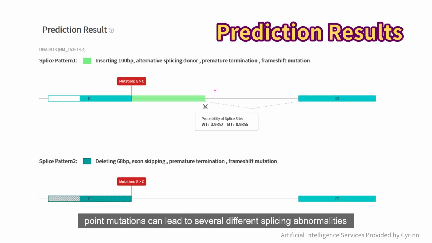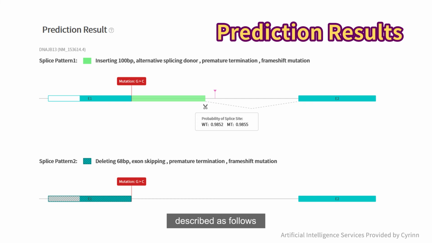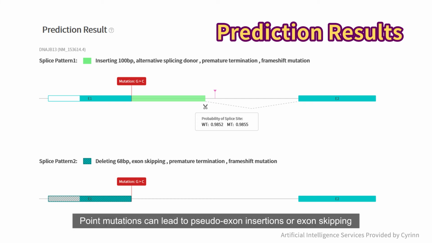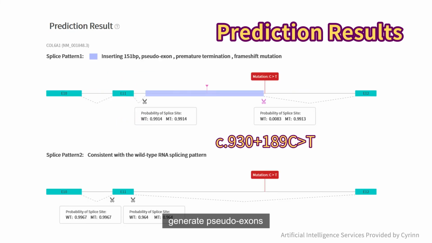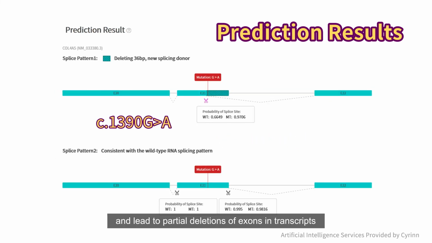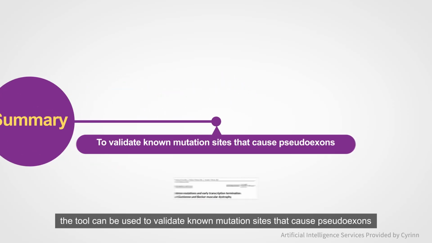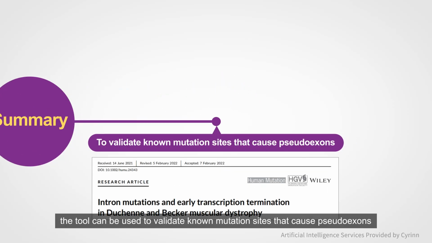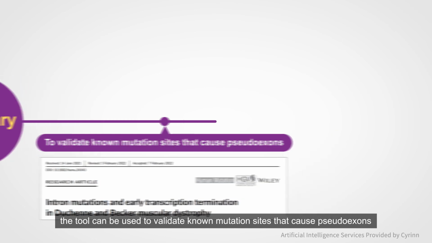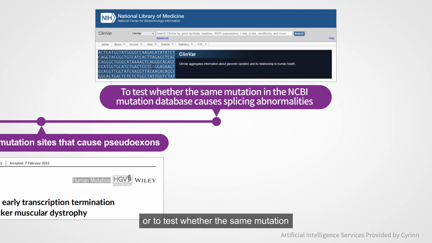As a result, point mutations can lead to several different splicing abnormalities, described as follows. Point mutations can lead to pseudo-exon insertions or exon skipping, generate pseudo-exons, and lead to partial deletions of exons in transcripts. In summary, the tool can be used to validate known mutation sites that cause pseudoexons, or to test whether the same mutation in the NCBI mutation database causes splicing abnormalities.